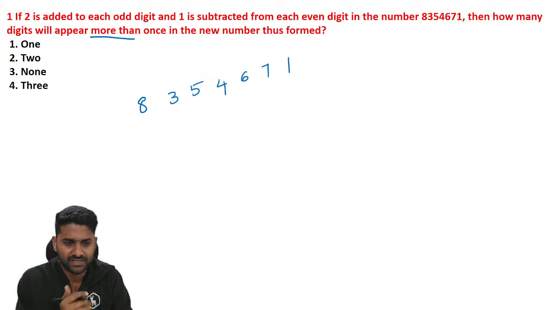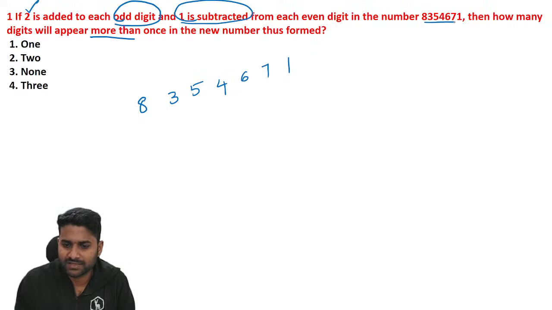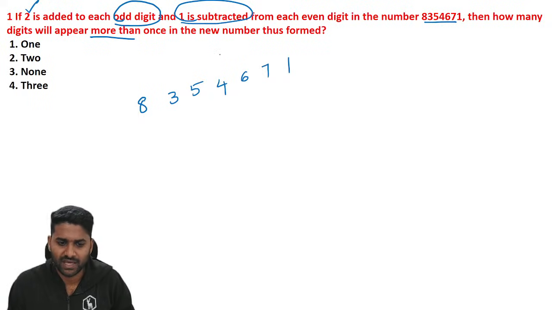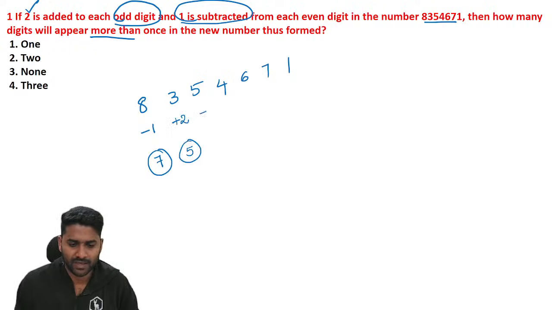See, they clearly mention that if it is an odd digit, add 2, and if it is an even digit, subtract 1. Now you have to identify how many digits will appear more than once in the new number thus formed. Even digit, subtract 1, so 8 becomes 7. Odd digit, add 2, so 3 becomes 5. Again plus 2, 5 becomes 7.